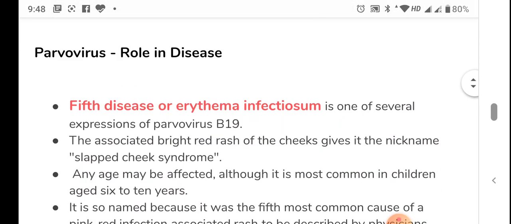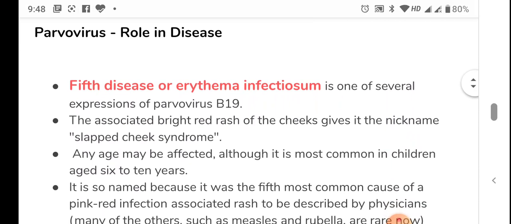And what is its role in disease? Parvovirus causes fifth disease or erythema infectiosum. The disease caused by parvovirus is fifth disease or erythema infectiosum. It is one of the several expressions of this particular virus. Parvovirus B19 may cause several infectious expressions in patients, but this is one of them, that is fifth disease or erythema infectiosum.